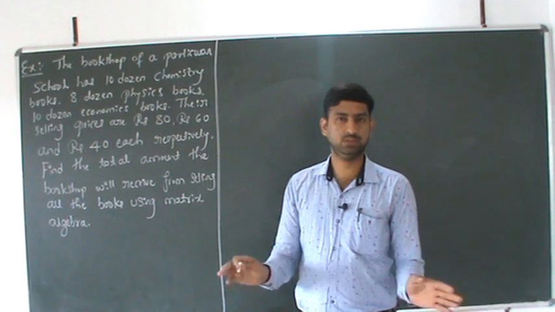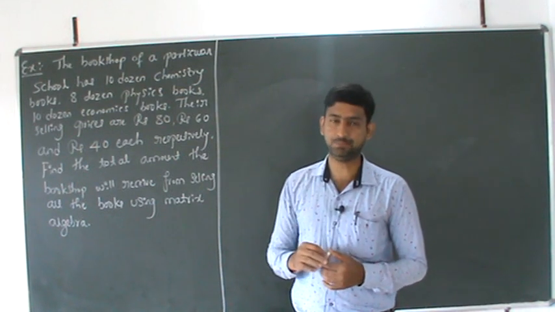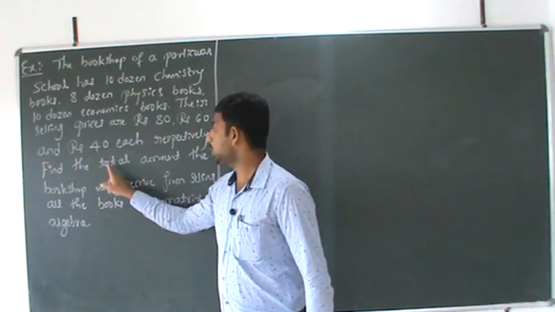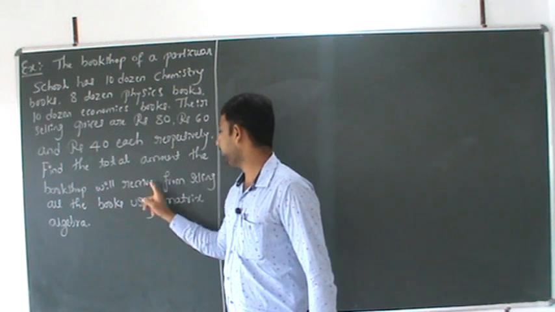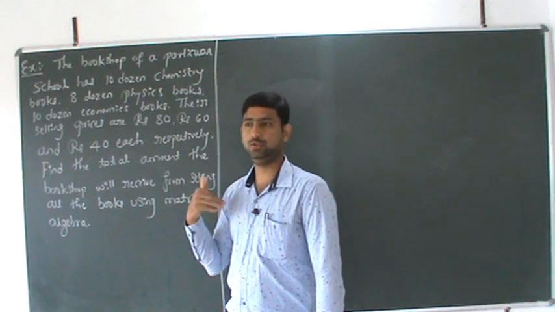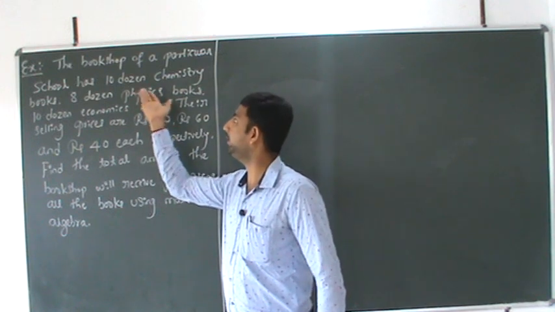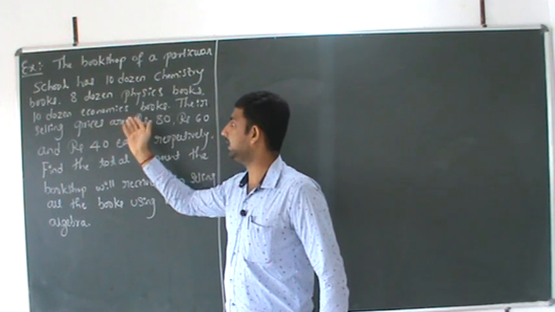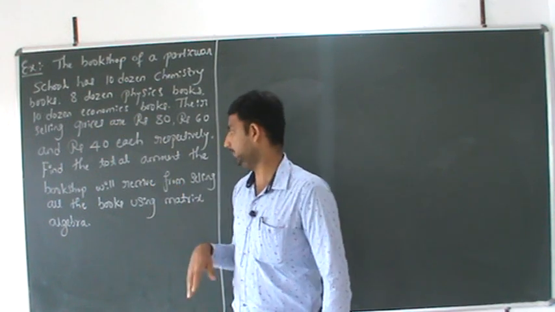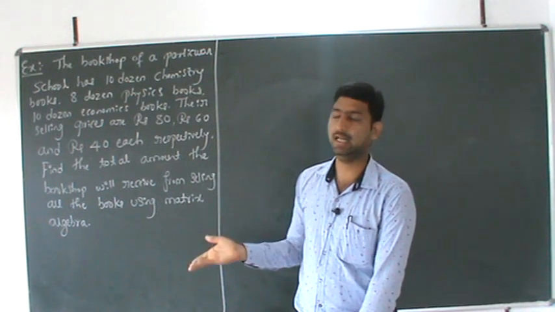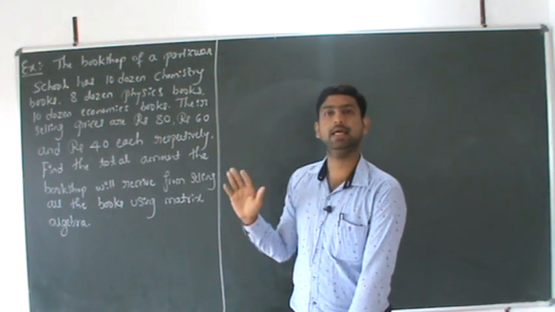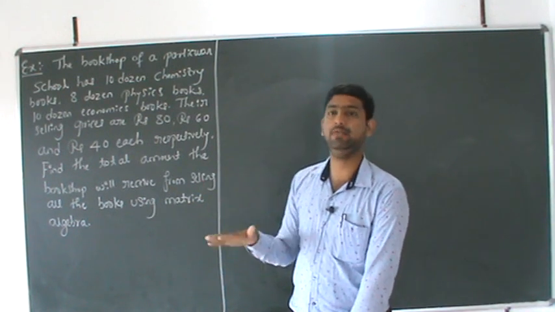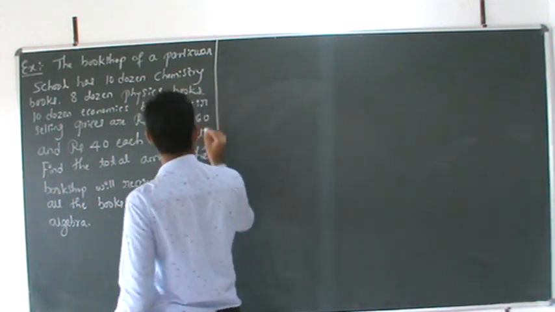What are they given? Some books are given in terms of dozens. What is our job? Our job is to find the total amount the bookshop will receive from selling all the books, that is 10 dozen chemistry books, 8 dozen physics books and 10 dozen economics books. What is the price he will get? That is the question. The question is a real problem. Our job is to convert this into matrix algebra and get the solution.